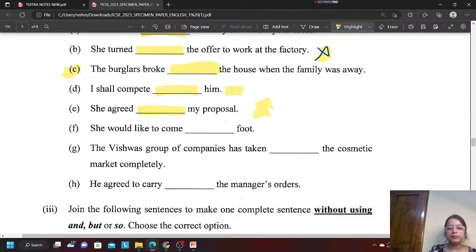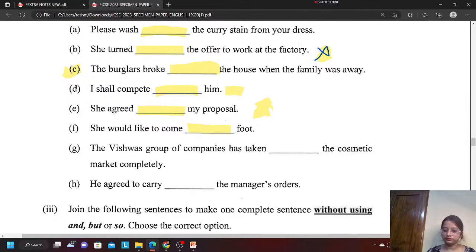She would like to come dash food. Good evening, Mayank. Next, number F. 8:30, same time, 8:30 on Sundays. I'll give a timetable in the Telegram channel. If you are missing it out, I will give the whole timetable in the Telegram.